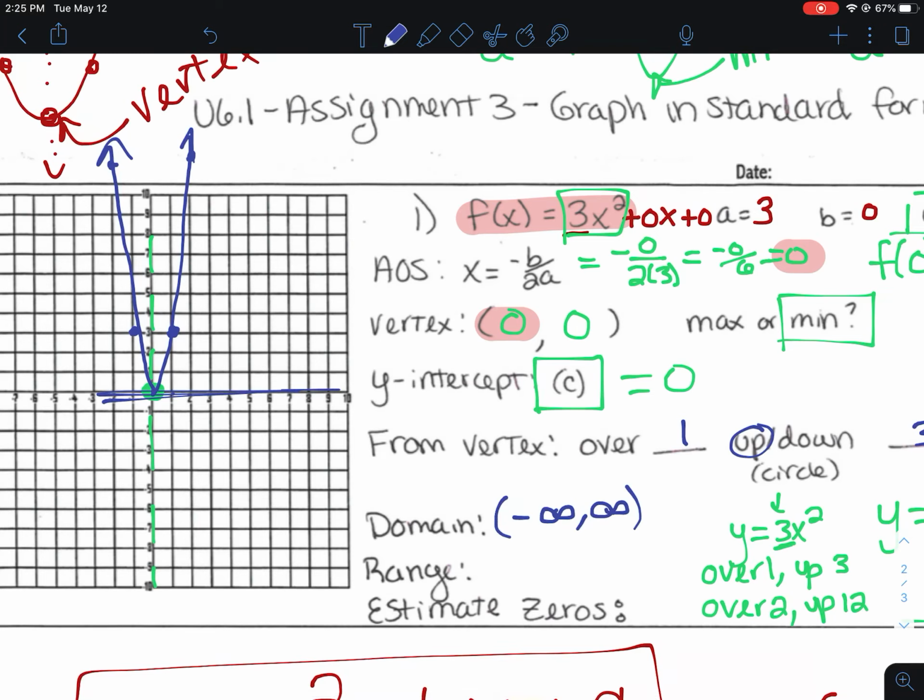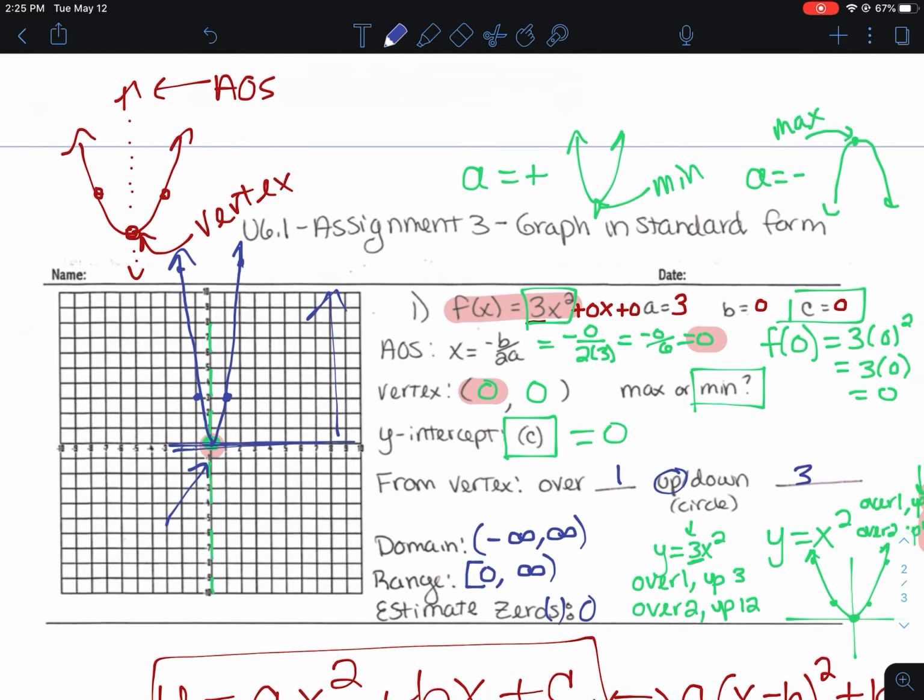The domain of a parabola, or a quadratic, is always all real numbers. The range here, we're going from 0 on up. So hard bracket 0 to positive infinity, soft bracket. And estimating the zeros, well, we actually only have 1 zero in this case, one place where it crosses the x-axis, which is at 0.